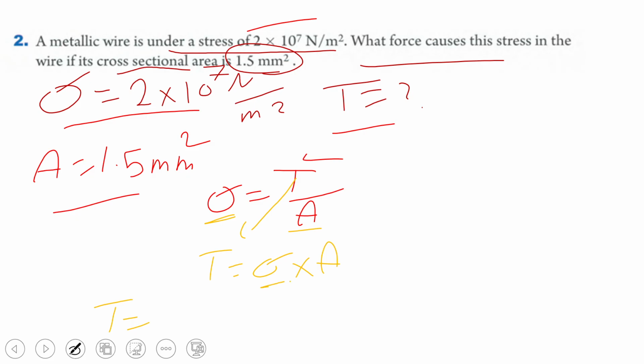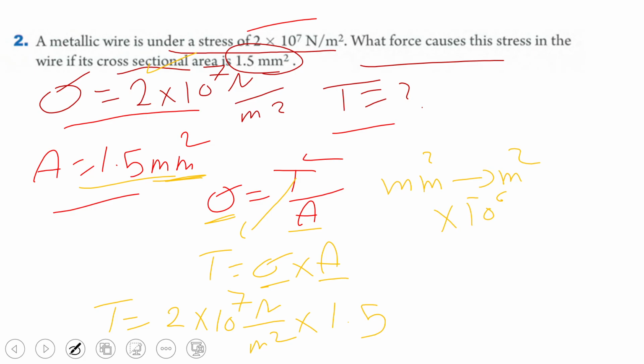Okay, tension equals stress, 2 times 10 power 7 Newton per meter square, times the area, 1.5. But here it's written in millimeters square, while in the stress, the down fraction, you have meters square. So it's not the same unit. We have to convert millimeter square to meter square. How? We multiply by 10 power negative 6. So 1.5 multiplied by 10 power negative 6 becomes meter square.